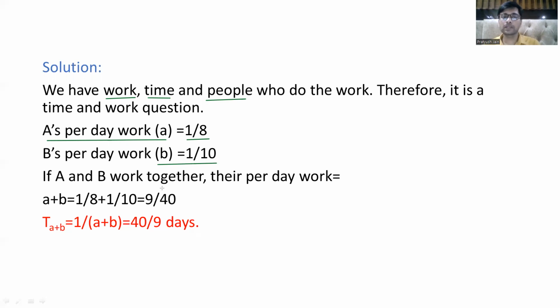Now if A and B work together, their per day work will be simply the sum of their individual per day works, which is equal to small a plus small b, which is equal to 1 by 8 plus 1 by 10, that is 9 by 40. So time taken for them to complete the work will be 1 upon their per day work, which is equal to 40 upon 9 days. We use this formula we just derived. We just understood how this formula comes, right? The time taken is equal to 1 upon per day work, or per day work is equal to 1 upon time taken. It is the same thing. So we use this formula here to solve this question.